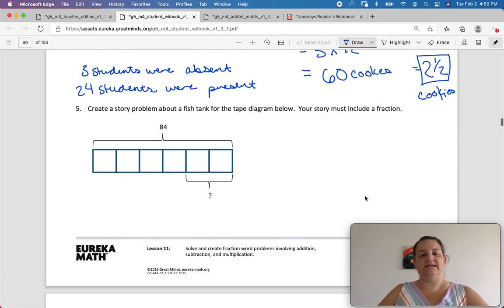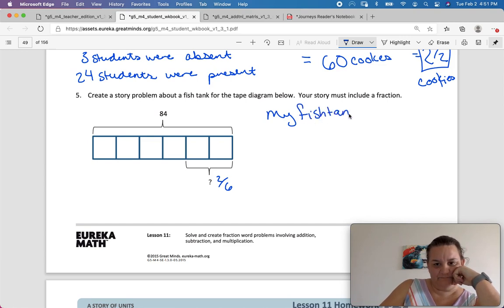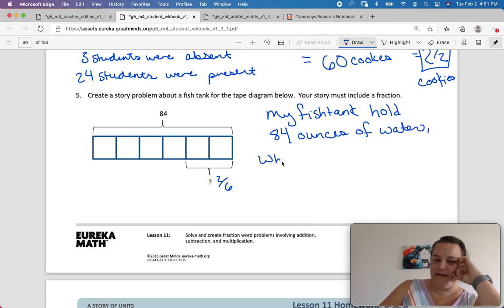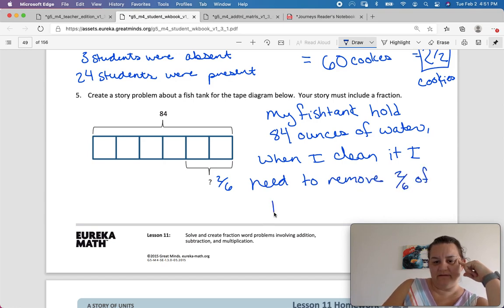Good. Next one. Create a story problem about a fish tank for the tape diagram below. Your story must include a fraction. Okay. Well, I think we have a fraction right here. 2/6. And story problem. Let's say a fish tank. My fish tank holds 84 ounces of water. When I clean it, maybe you have a better story than me. I need to remove 2/6 of the water.